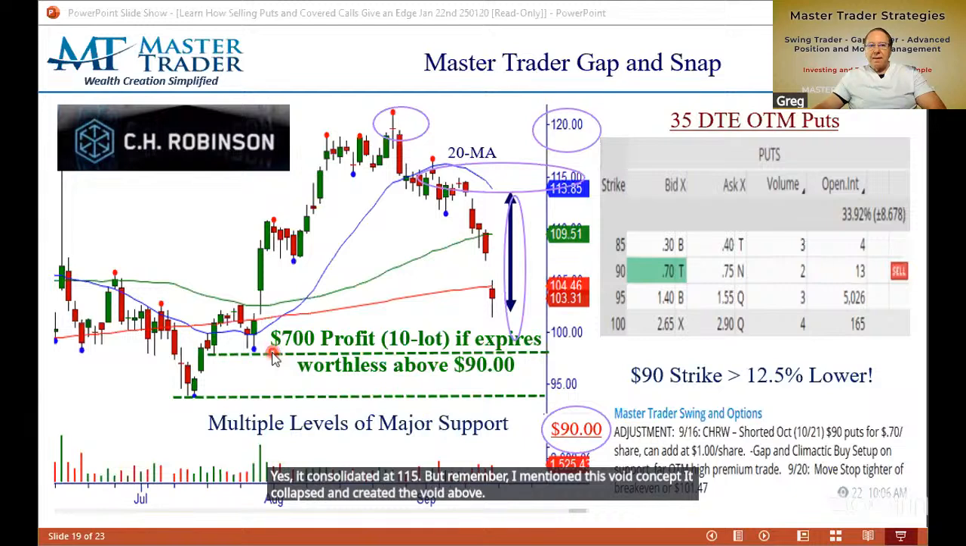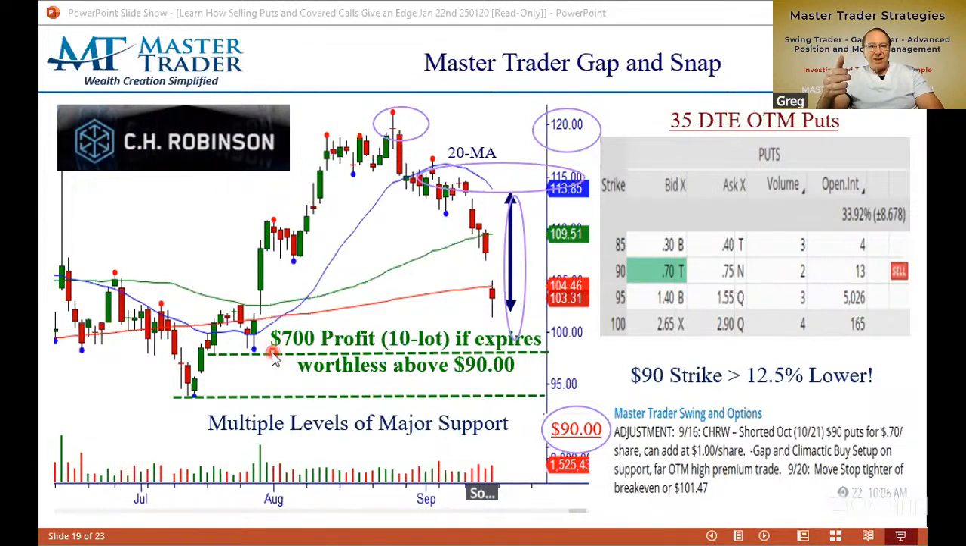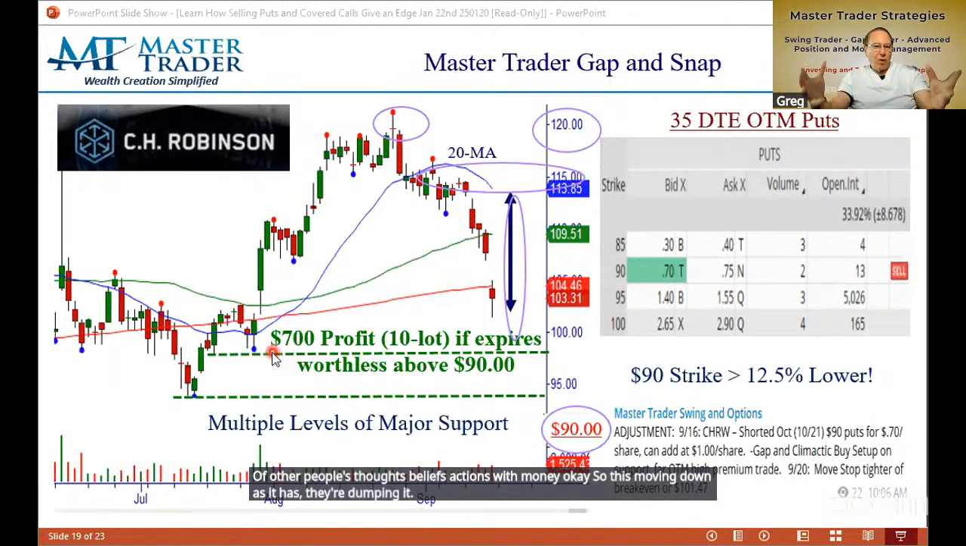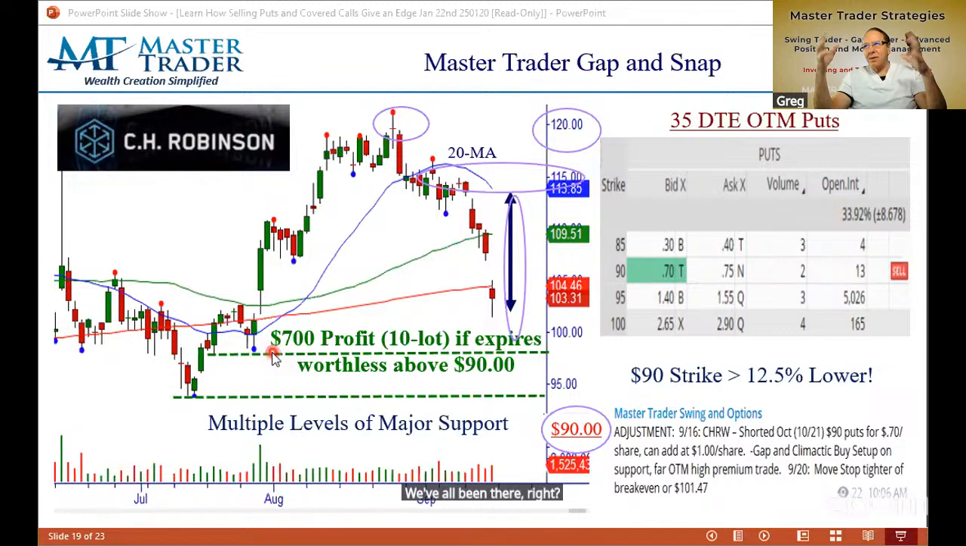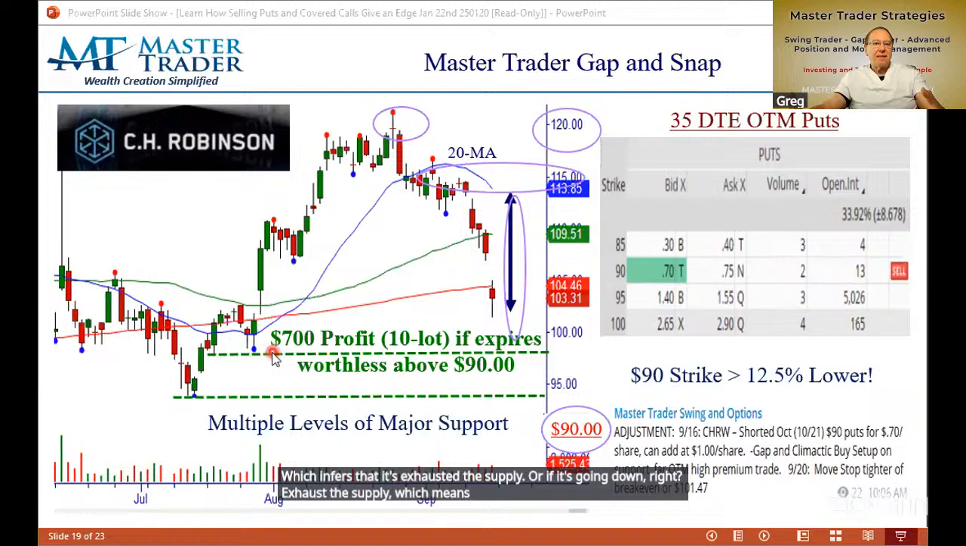So charts are a reflection of other people's thoughts, beliefs, actions with money. So this moving down as it has, they're dumping it. Right? We've all been there, right? What did I do? It's collapsing. I got to get out, and so on. Eventually, maybe you've heard the term exhaustion gap, which infers that it's exhausted the supply, right? Or if it's going down, exhausted the supply, which means that it's likely to stabilize.